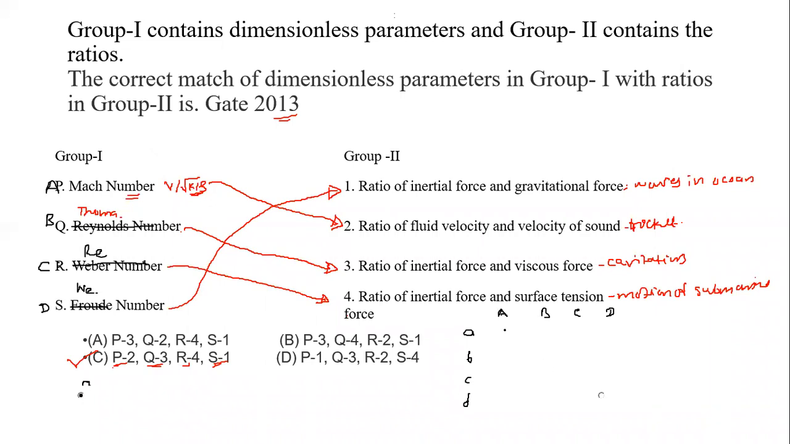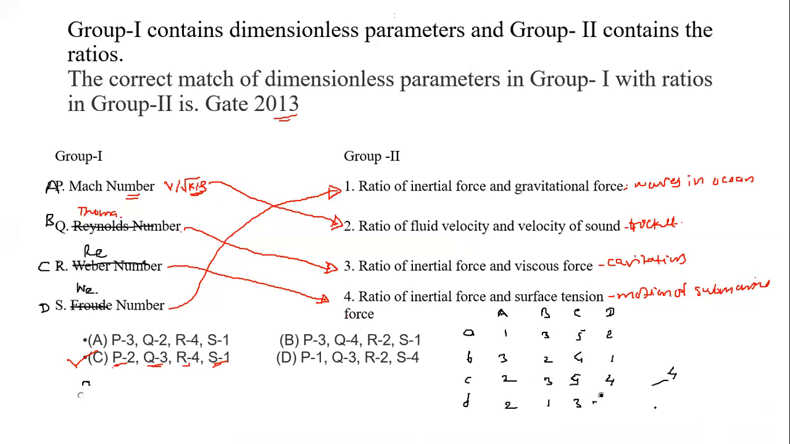Option A is given as 1, 3, 5, 2. B is 3, 2, 4, 1. C option is 2, 3, 5, 4. And the last option is 2, 1, 3, 4. Here we have to consider this as a 4. Okay, so now from this we have to select the correct option.